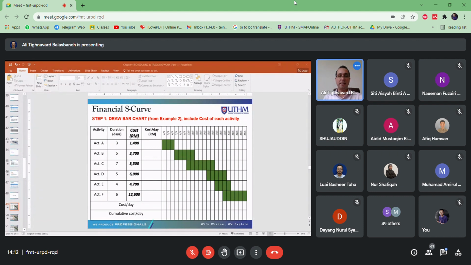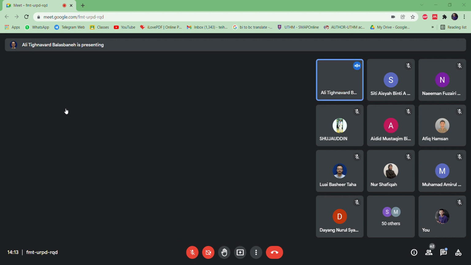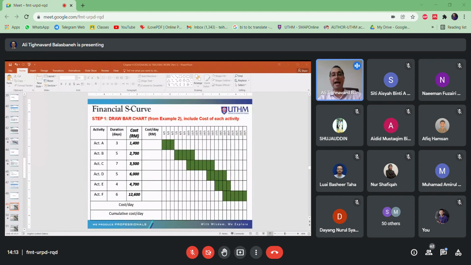So you have activity on the first column on the left side: A, B, C, D. There's no need to mention that activity A is some activity on the site, such as excavation, installation, painting, could be anything. For simplicity, we just mention A, B, C, D. Each activity has a different duration: 3 days, 5 days, 7 days, 5 days. That's really not an issue at this moment, but the cost. The first activity A has 1,400. Second one, 2,700. Activity C, 3,500, until the last one.